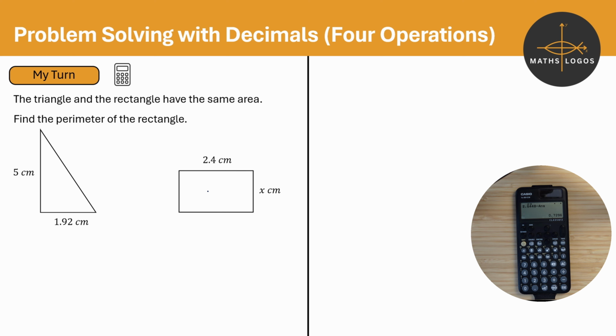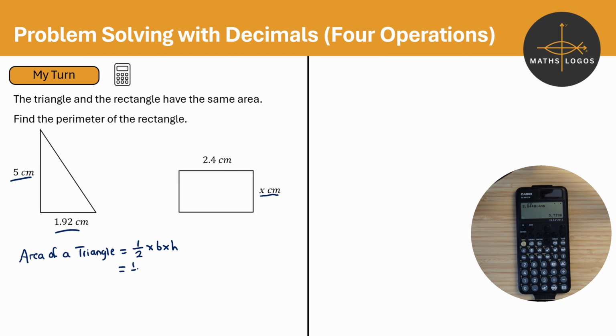Okay, so I know the area of these two shapes is the same. I can't currently work out the actual value for the area of the rectangle because I don't know what the width is, but I can work out the area of my triangle because I know the height and I know the base. I need to know the formula for the area of a triangle. The area of a triangle is equal to a half times the base times the height. Sometimes we might see that as the base multiplied by the height divided by 2, but I like this one. Let's plug in our values.